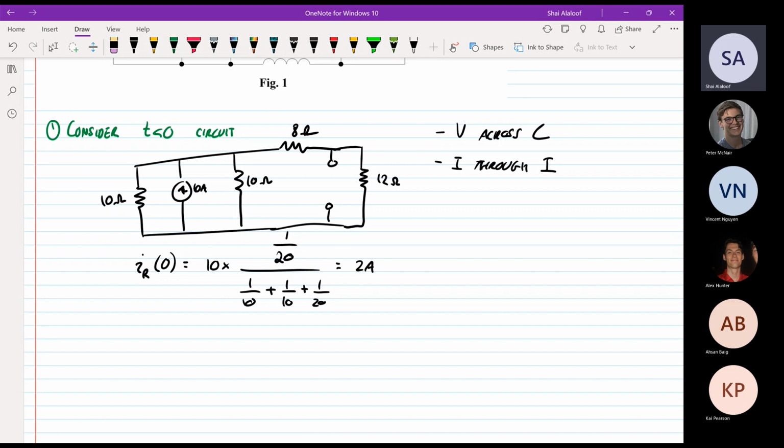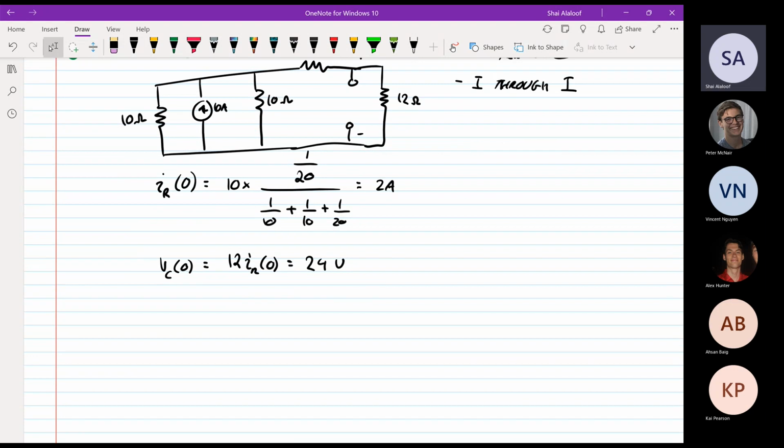Only thing left to find is the capacitor voltage, right? So I'll just call it VC of 0, which is, if you're looking across these terminals, just going to be 12 times IR of 0. If you just do Ohm's law, it would just be 24 volts. Cool. So yeah, pretty simple.